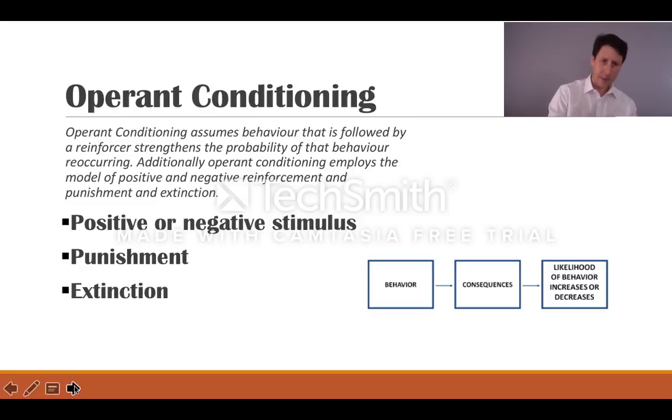Now, extinction. Extinction is an important part of operant conditioning, and what they've found is if the reinforcer is removed, that behaviour is going to reduce until it basically goes extinct. It's not there at all. So you need to have that reinforcement there to reinforce the desired behaviour. And if the reinforcer is removed, the behaviour will diminish and reduce until it's extinct.